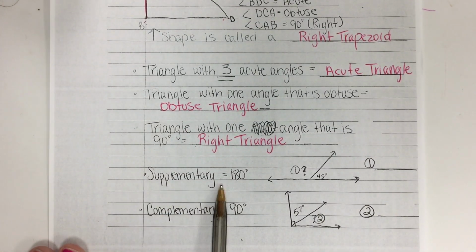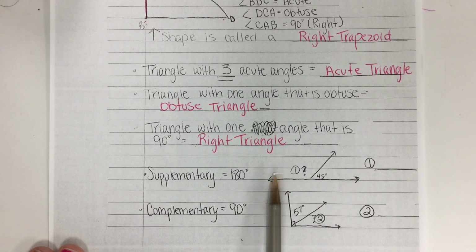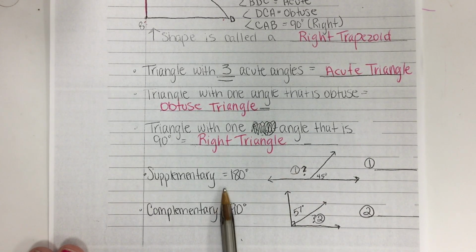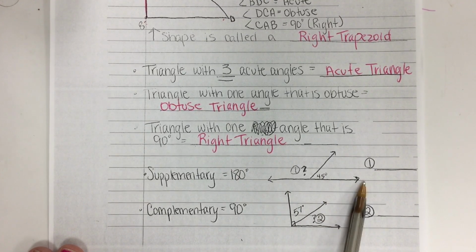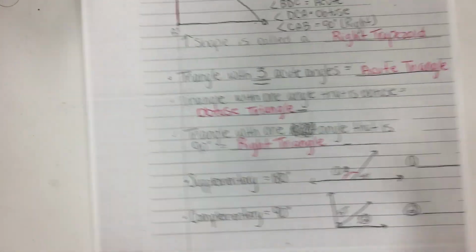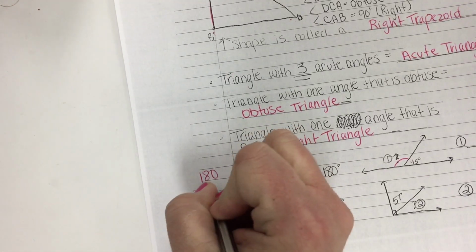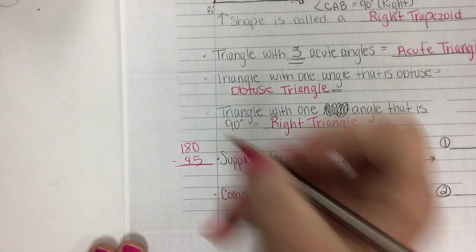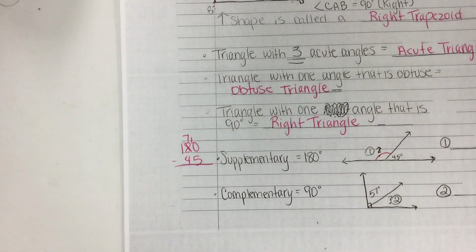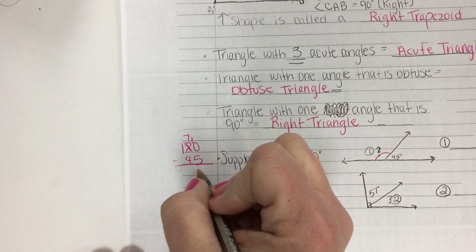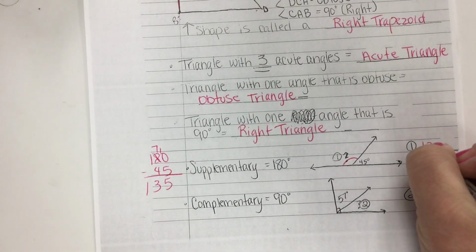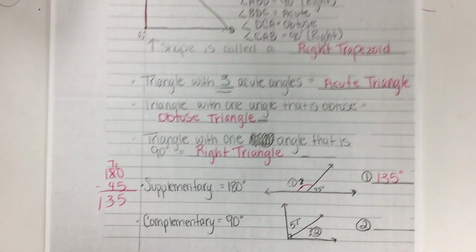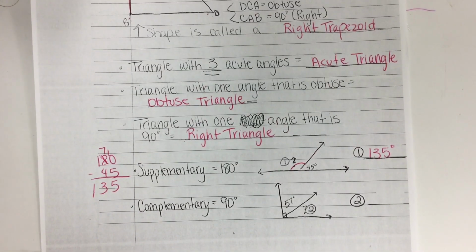All right, supplementary angles means the whole line, the whole angle combined is 180 degrees. So if this is 180 degrees from here to here, and this is 45, we're looking for the missing section. So it's 180 minus 45. That's all you had to do. You had to borrow, because 0 minus 5 doesn't work. It would give you a negative. 10 minus 5 is 5. 7 minus 4 is 3. Bring down your 1. So number 1 here should have been 135 degrees. Oops, sorry.